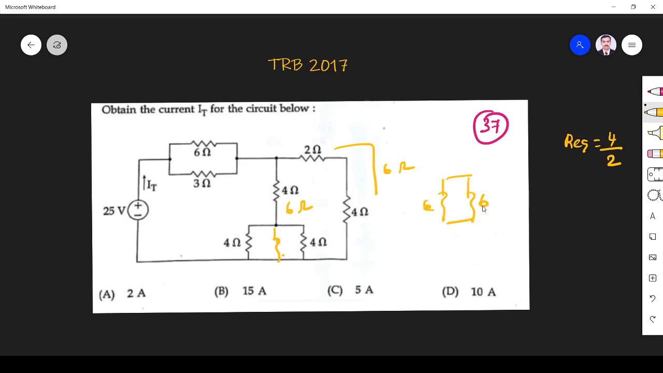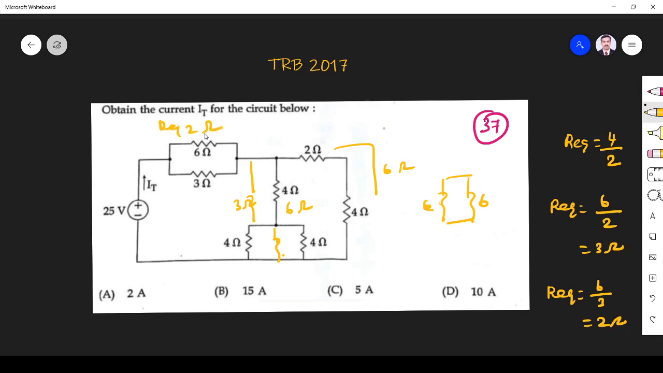6 and 6. So if these two 6 are parallel, what is R equivalent? The resistance divided by 2, so it is 3 ohm. So now we got 3 ohm. This is 6, this is 3. The second resistance is 2 times the first resistance. So R equivalent is equal to the first resistance divided by 3, so 2 ohm. This will give 2 ohm equivalent.